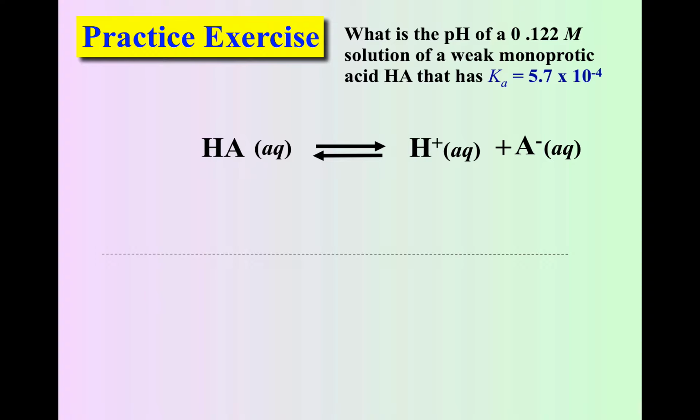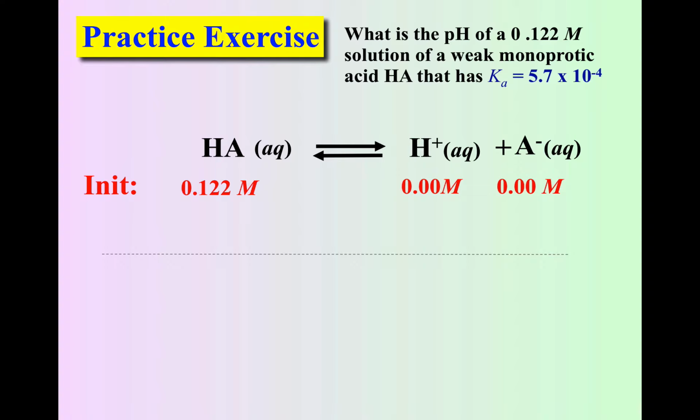All right, what is the pH of a 0.122 molar solution of a weak monoprotic acid with a Ka of 5.7 times 10 to the negative 4? So we're just solving for equilibrium concentration here, right? We have the equilibrium concentration of the H plus ion. We can take the negative log and get the pH.